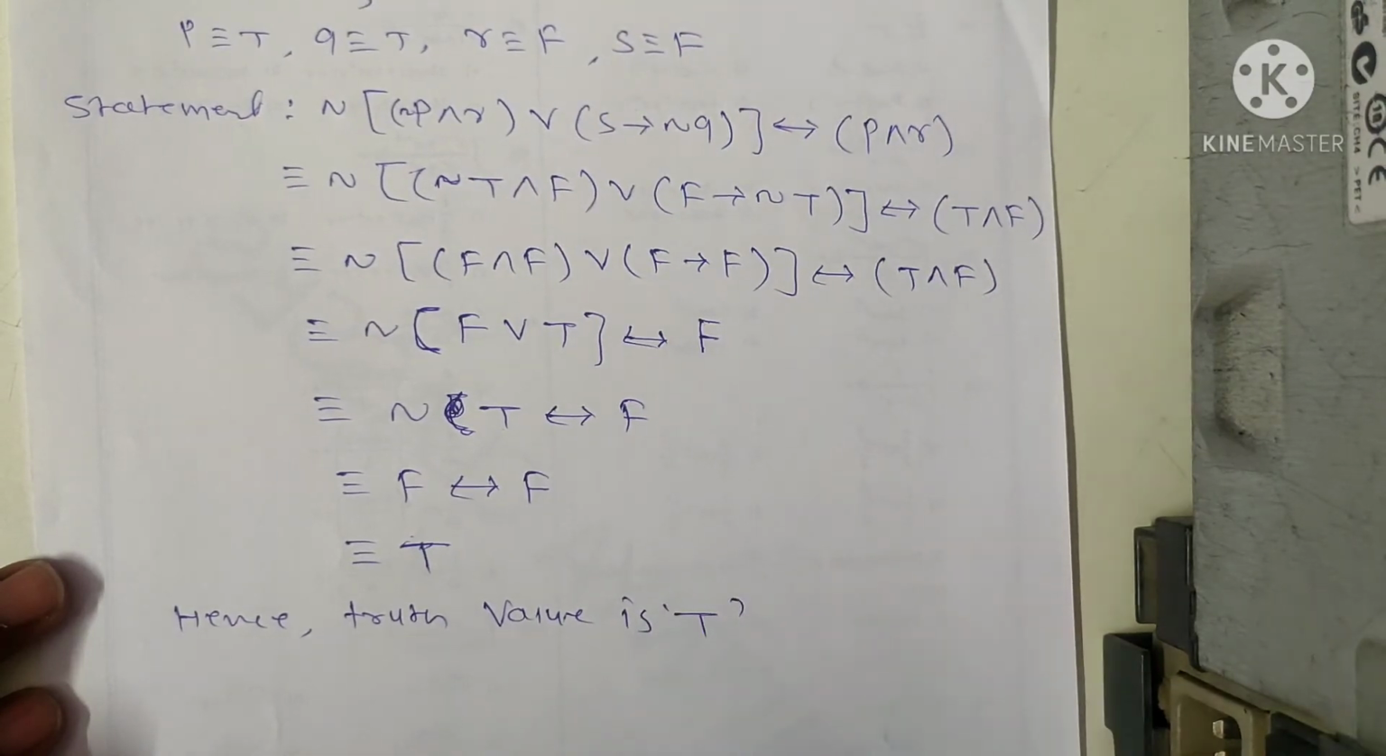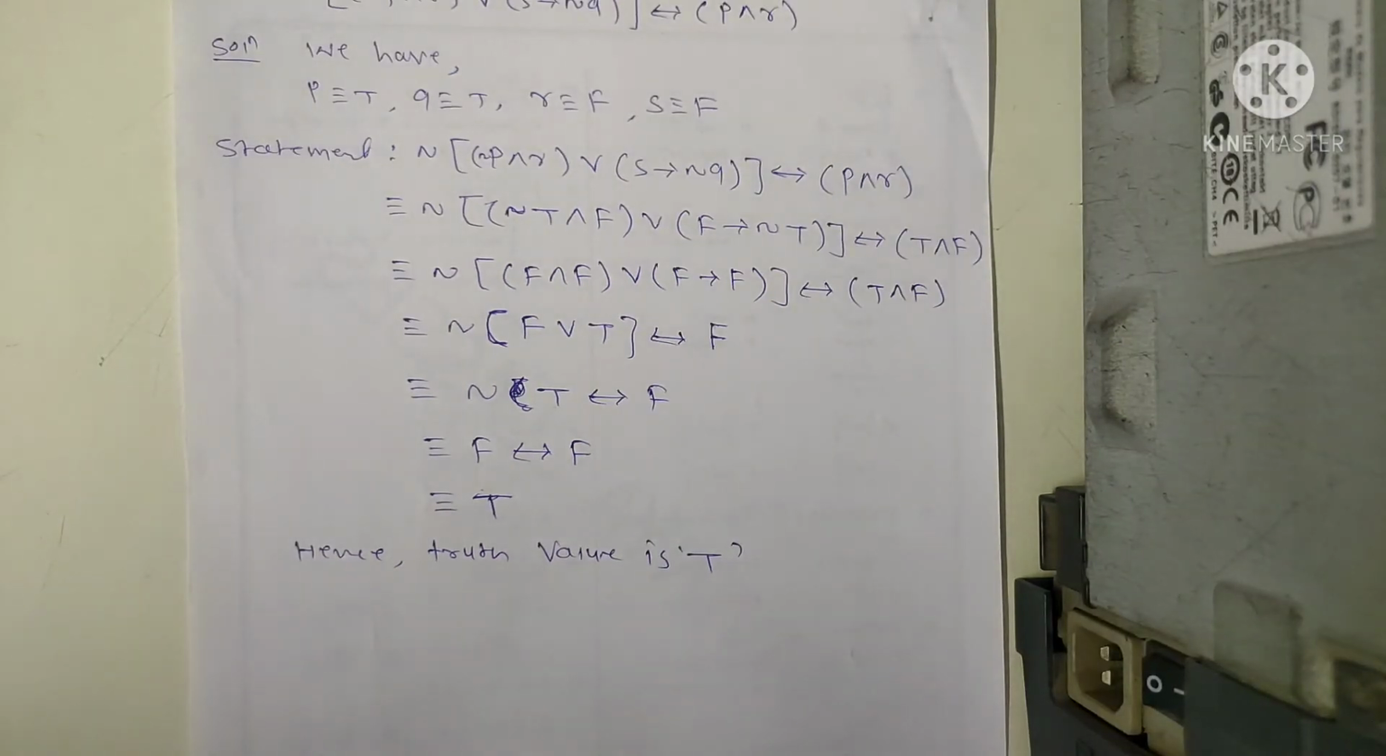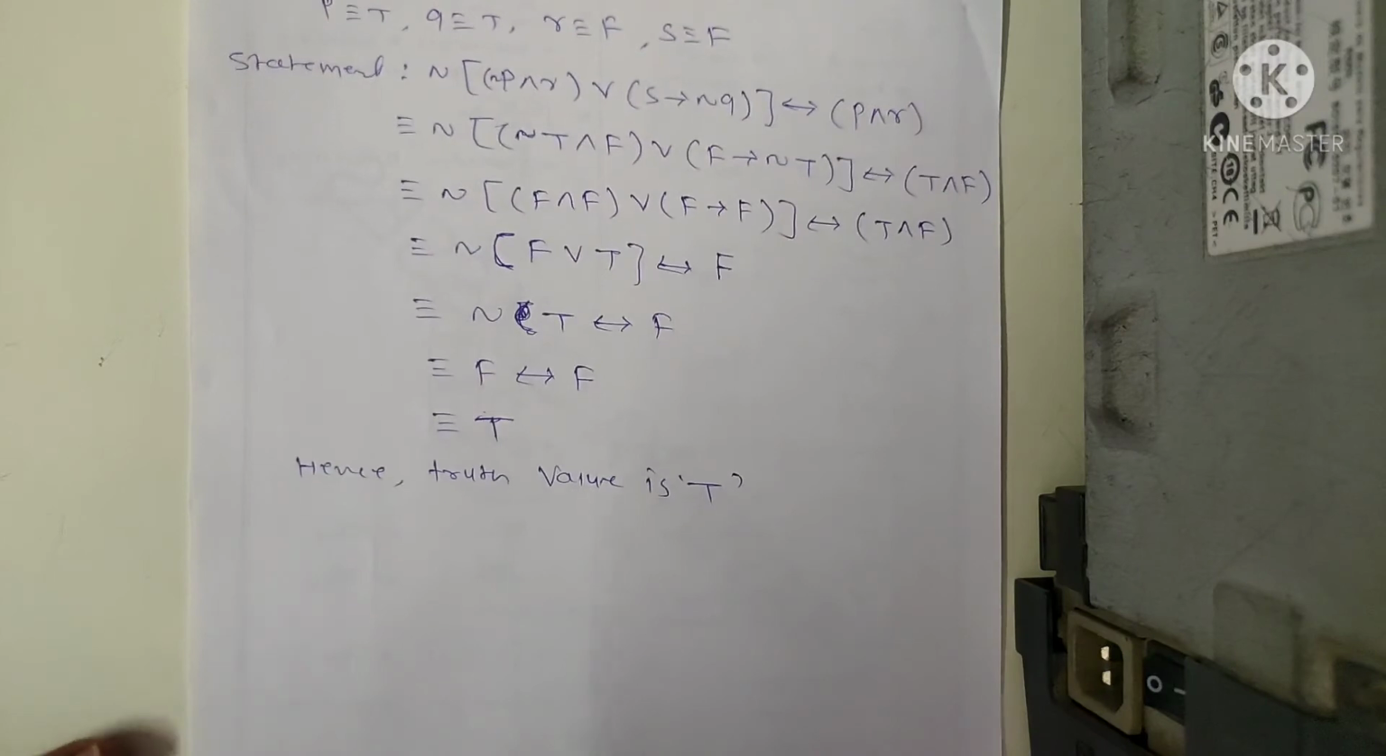Truth value is T. This is question number 4. There are 8 examples. We are given that P and Q are true and R and S are false. Then we find the truth values of the given statements. Now the last question of exercise number 1.1 is number 5.